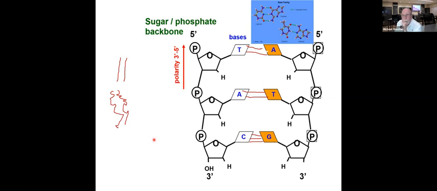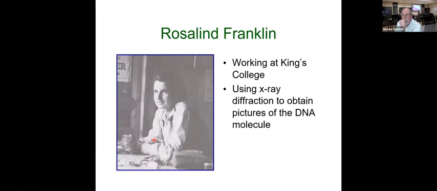Now, very importantly, at the same time, there was some really clear evidence that this idea of a bumpy model was wrong. Those data came from Rosalind Franklin. She was working at King's College, Cambridge, and she was also doing X-ray diffraction, but she was doing it on DNA.